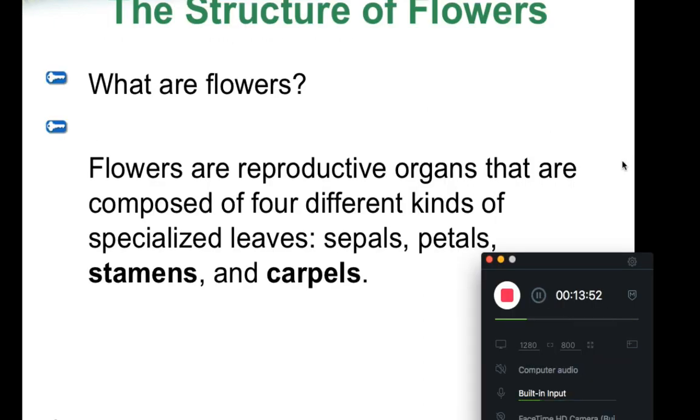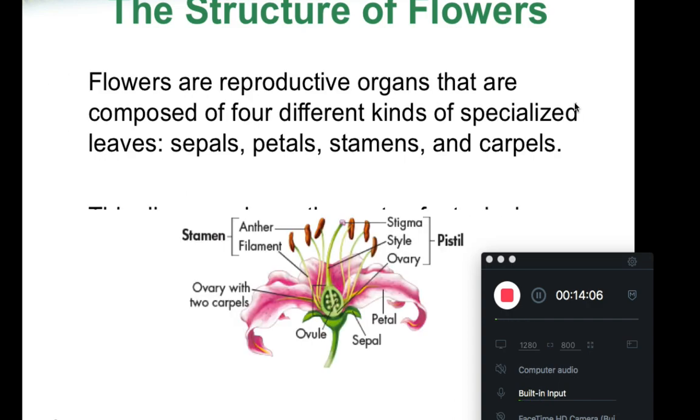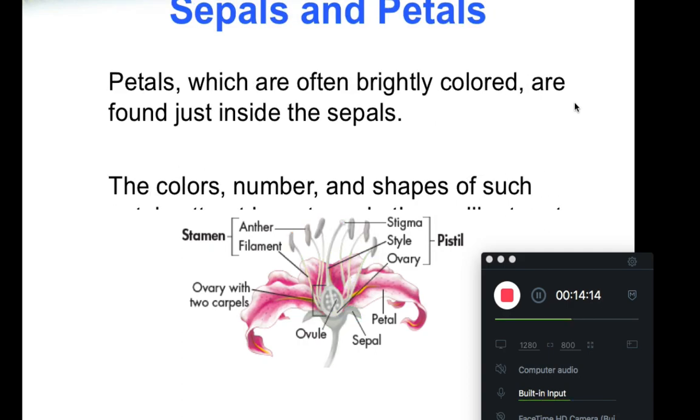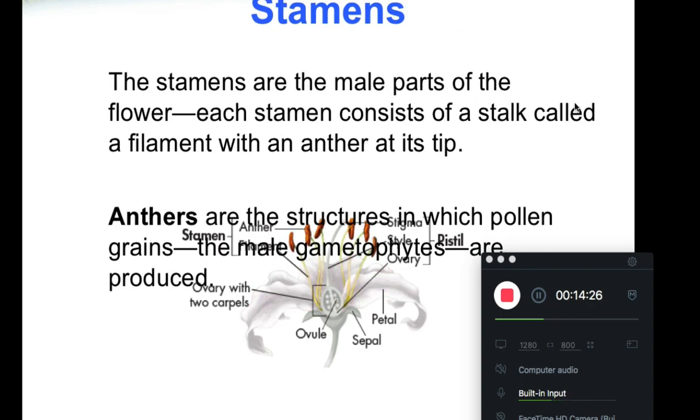Now, flowers. We haven't really touched upon any form of flowers yet. Flowers are reproductive organs basically composed of 4 specialized leaves. You have the sepals, the petals, the stamens, and the carpels. We're going to get into each and every one of these in a second. So this is your overall labeled flower. It's going to be divided into basically quote-unquote girl parts and boy parts. If you see ovary, obviously the pistil is going to be the female part, the stamen is going to be the male part. We're going to get through it in a second.